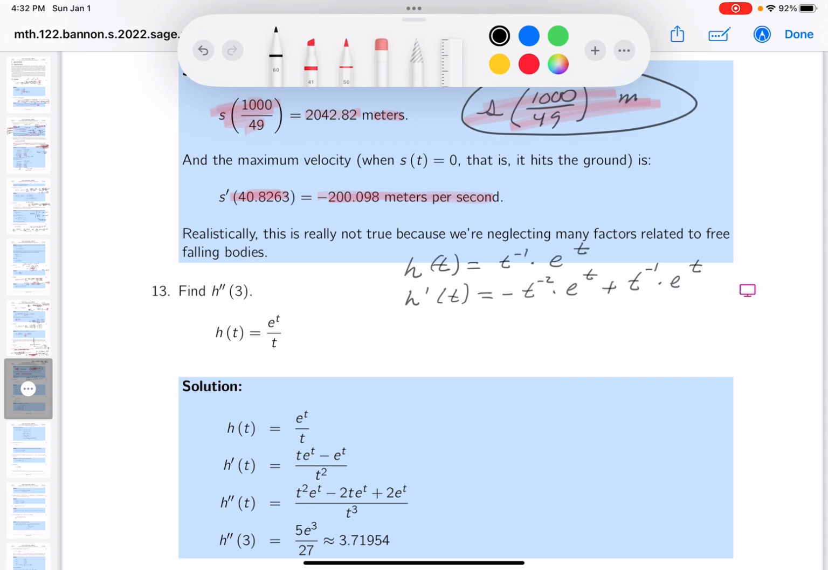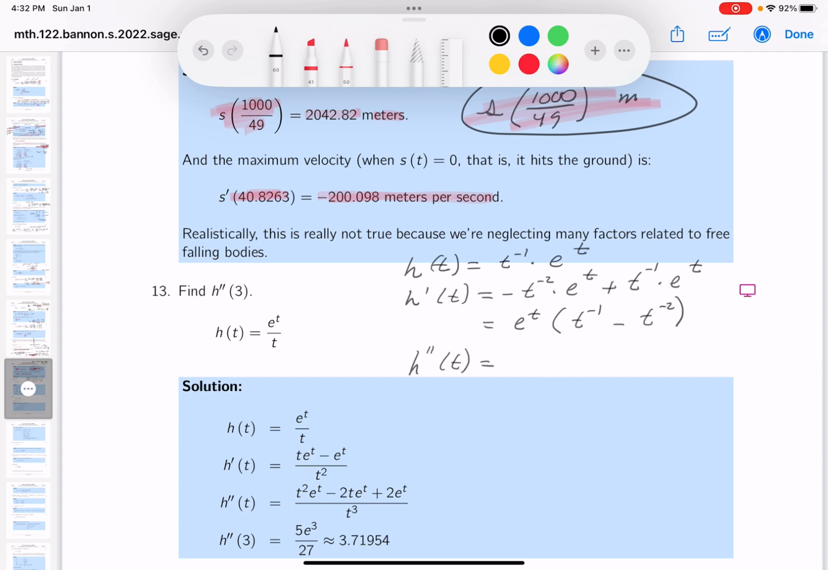All right, I'm going to factor it though, just to make it a little bit easier for me. Yeah, let's write it down. So I'm going to put down e to the t. I'm not going to factor out the t, by the way, but t to the minus 1 minus t to the minus 2. I'm going to do the second derivative now.